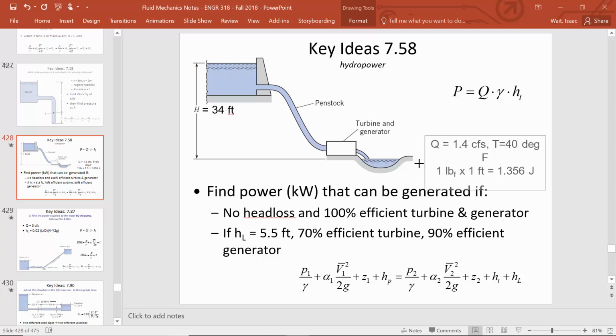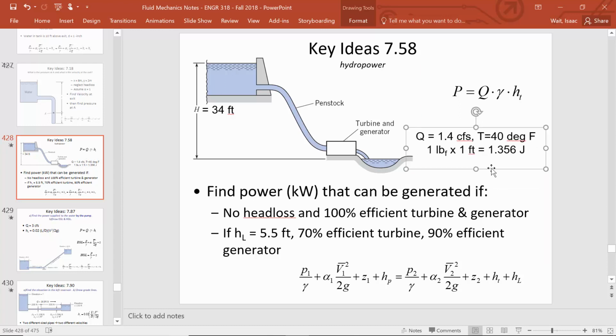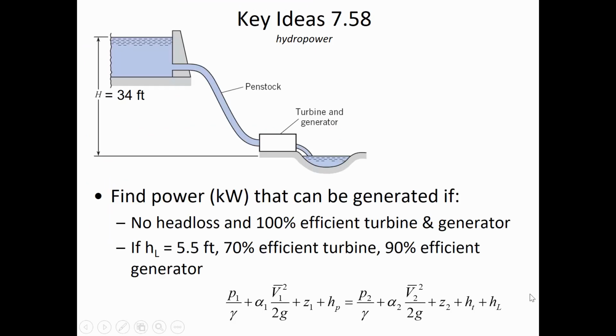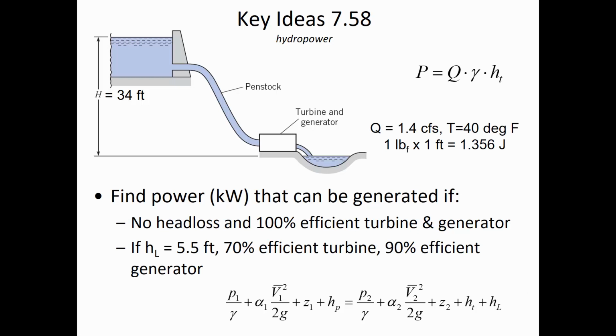And they tell you that so that you could look up the unit weight, and so the gamma in those units. Now, a foot-pound is 1.356 joules. And I give that to you because if we look at the units in the power equation, if you have Q in terms of cubic feet per second, then gamma in the traditional units is going to be pounds of force per cubic feet.